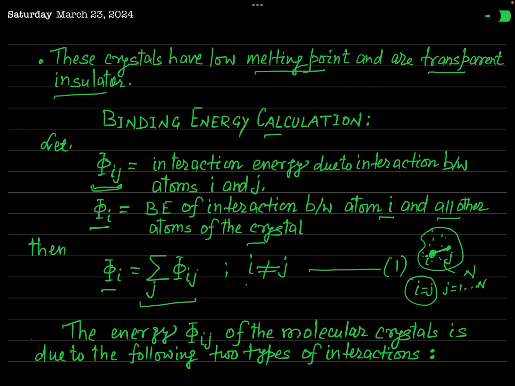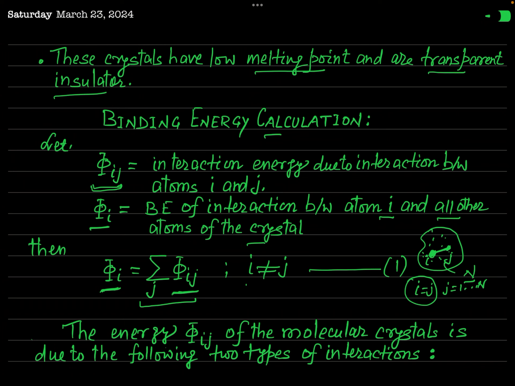Now we will see, once this phi i is known, we can easily find the binding energy in the equilibrium state of our crystal. But before that, first of all, we will try to find phi ij. Once phi ij is calculated using this equation 1, we will be able to find phi i, and when phi i is known, then you will see later on how we can calculate the total binding energy of the crystal containing n atoms. So let us see first of all the calculation of this phi ij.